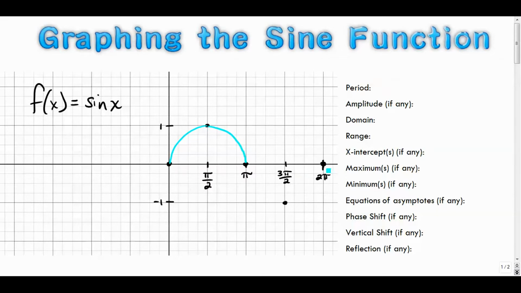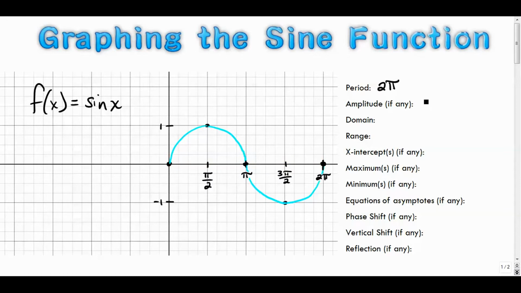This is one period of the sine curve. And after that it just keeps repeating itself. So it would go like this again. And before that it would keep repeating itself too. Forever and ever. This is a periodic function. The period is the distance it takes to complete one cycle. That's 2 pi units. So from here to here it completes one cycle, so that's 2 pi.